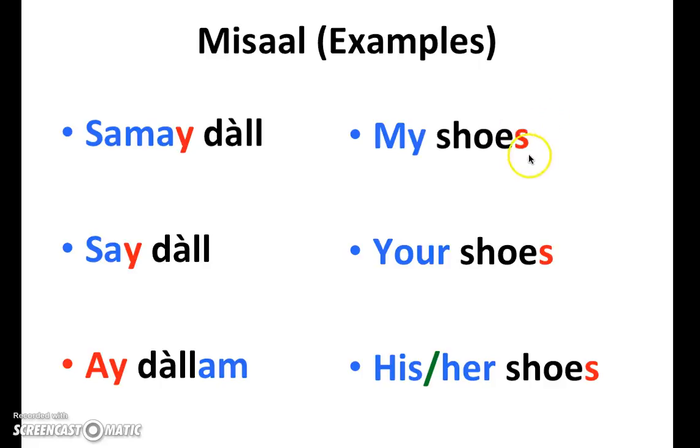So the plural here in Wolof is not on the noun. The noun is here, dal, and it's not on there. It's on the possessive adjective. Samai dal, my shoes. Sai dal. Sai, and then the plural in English is on shoes. Sai dal, ai dal lam. The word dal, as you see, means shoes or shoe.